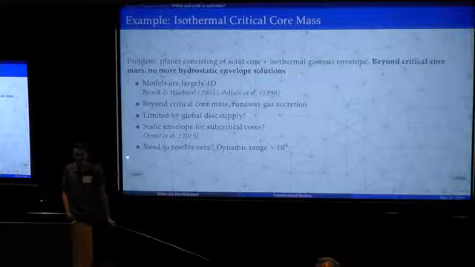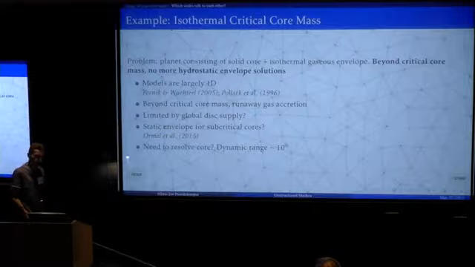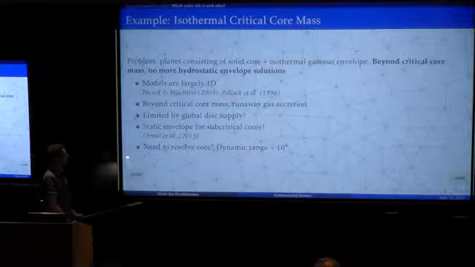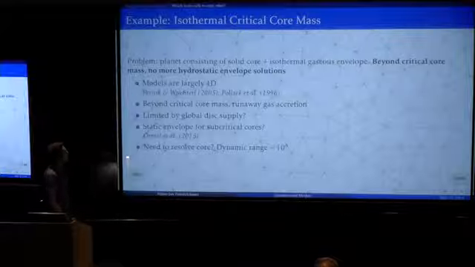But at that point, probably, as Sijme-Jan was mentioning, the gas accretion might be limited by the global disk supply. So we need a global disk, and we need an accreting core.